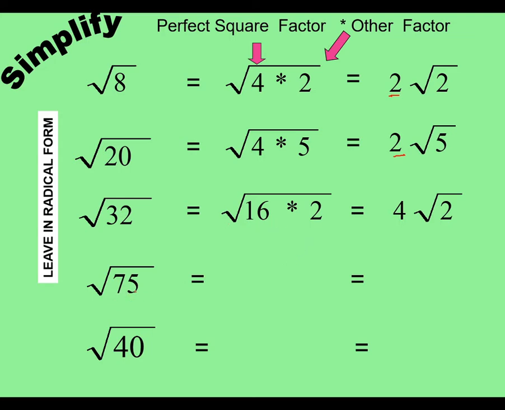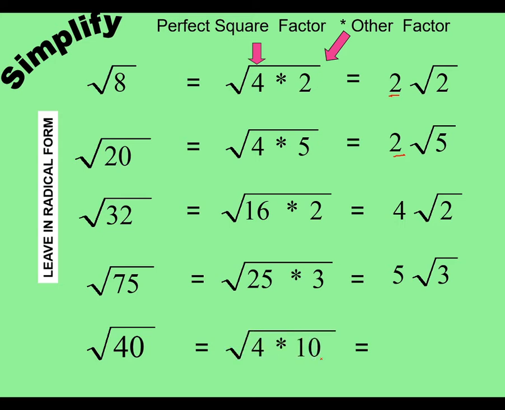About 75. So, obviously, ito ay 25. So, 25 times 3. So, square root of 25 is 5. Square root of 3. Then, 40. Gaya ng sinabi ko kanina, mag-divide nyo sa 4. So, pwede 4 times 10. Ano? Sa 9. Sa 25. So, pinakamalapit is 4 times 10. Which is 2 square root of 10.